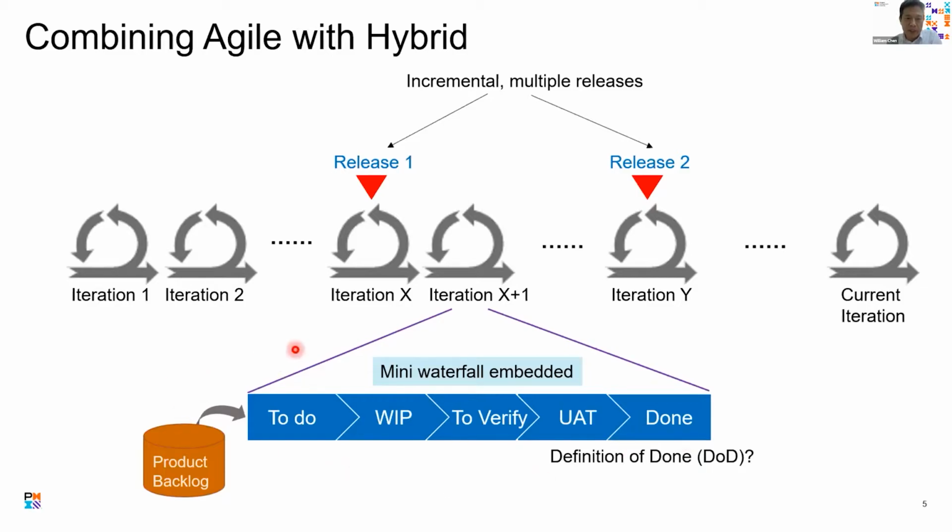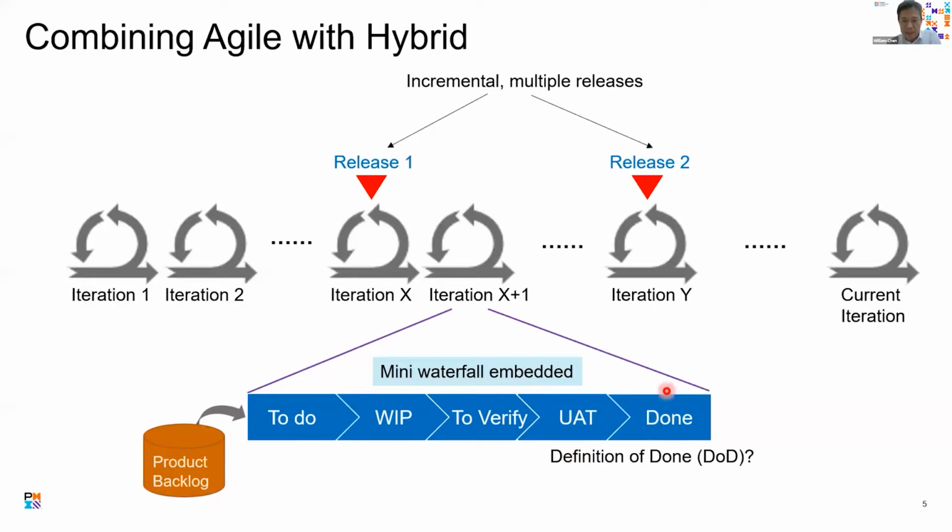As you see, we are still doing the iterative approach. And within each iteration, we still have a to-do list picked from the product backlog items. The software developers work on those items in the WIP, that means work in progress, stage. And when they are done, our quality team will verify their work. After the items are verified by our quality team, our business team will do another round of verification from a business angle.